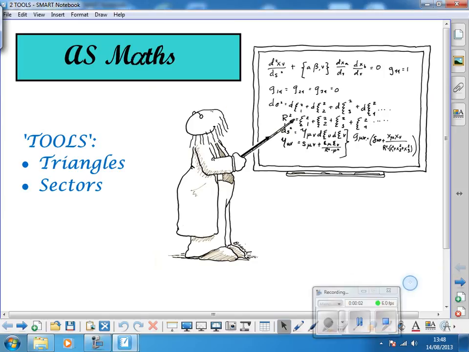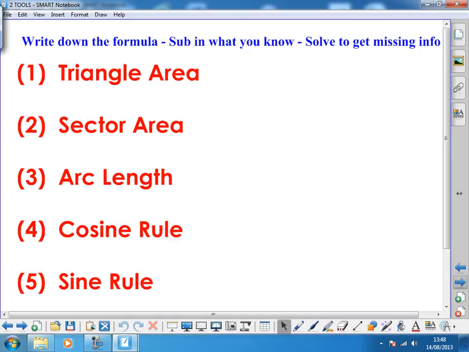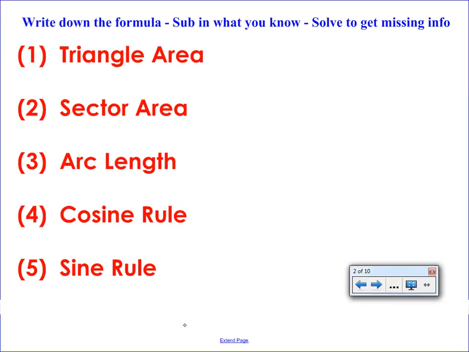So in your C2 book, you won't see the word tools, I made that up. You will probably see a chapter on radians or a chapter on sectors and triangles, but I've combined it all together into one topic, tools. So that's what we're going to go through. Tools represents these 5 equations that are really important: triangle area, sector area, arc length, cosine rule, and sine rule.